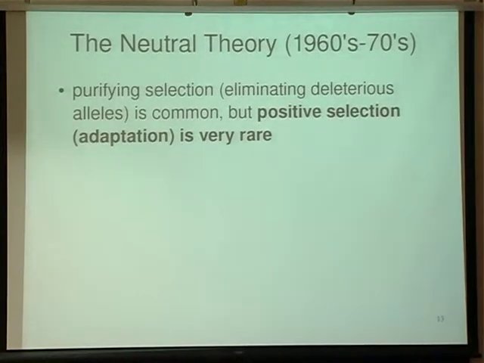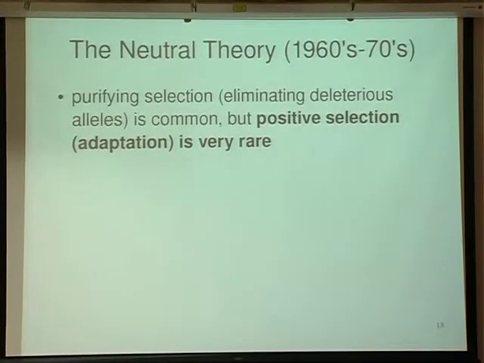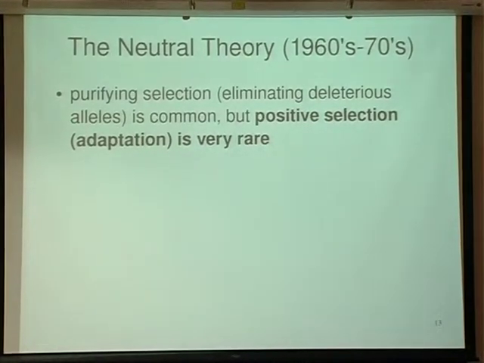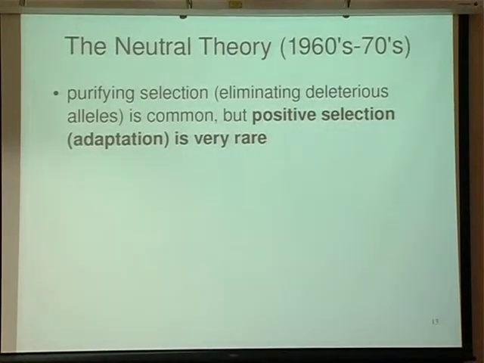And so through the 1960s and 70s, a lot of people did some really important work, which I'm not going to tell you about. But it was mostly focused on purifying selection, the elimination of the deleterious alleles. And the prevailing thought was that positive selection or adaptation was very rare. We wouldn't observe it, and we wouldn't see it in the genetic information that we had.